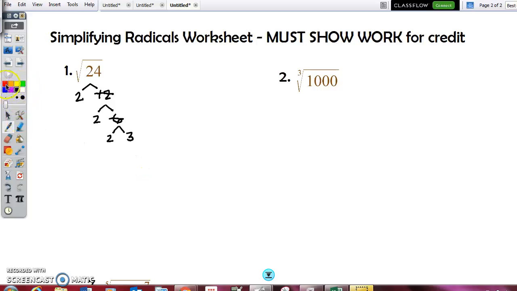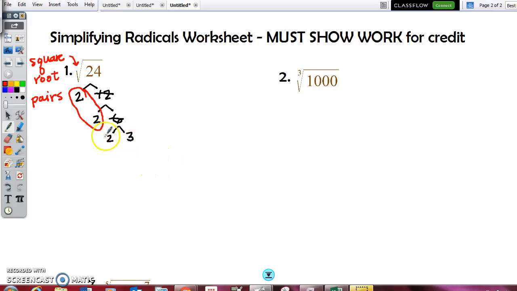So I'm looking at all the prime numbers, and since this right here is the good old-fashioned square root, we are going to look for pairs, or two of a kind, since it's the square root. Okay, those come in pairs. So we look through our primes. Yep, I see a set of pairs. I mean a pair of twos.